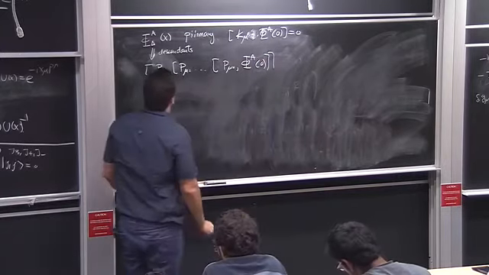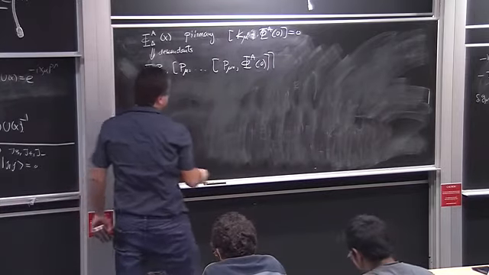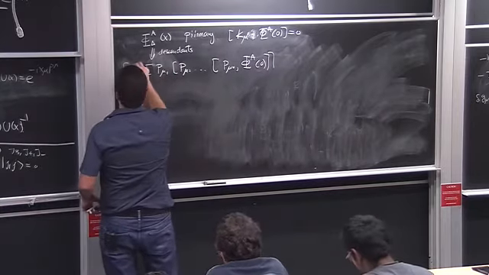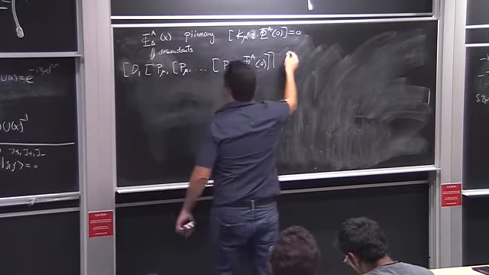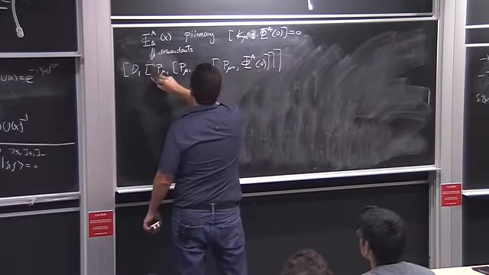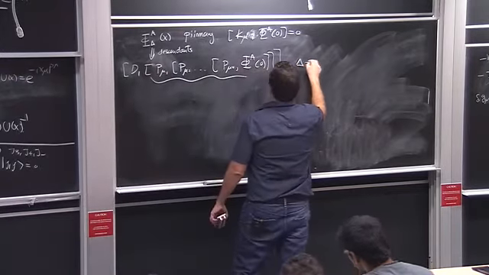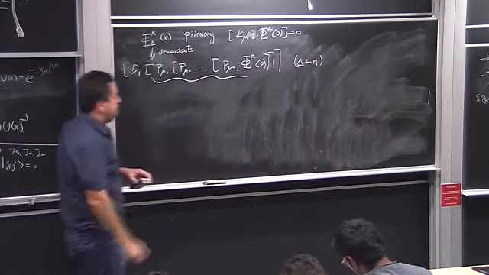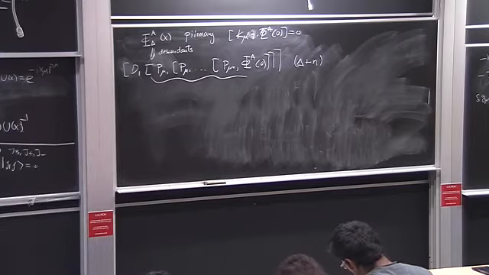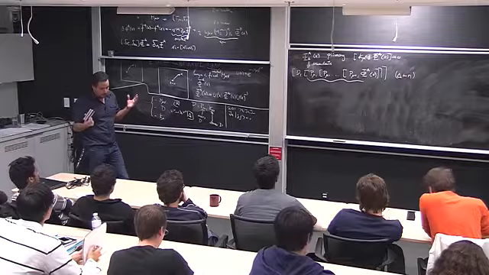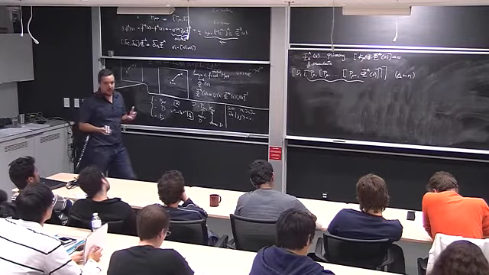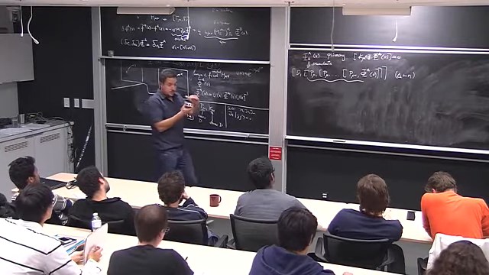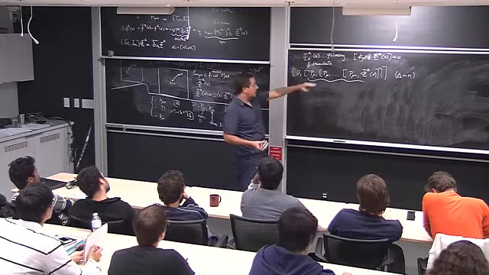Okay, and this guy has dimension delta. If you now compute the dimension of this operator, the descendant operator, you'll find that it has dimension delta plus n. So even though the dimension delta of a primary can be a priori an arbitrary continuous number, the dimensions of the descendants have a fixed gap, which is an integer gap.